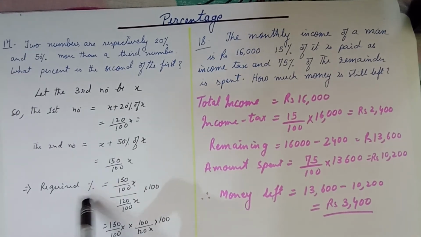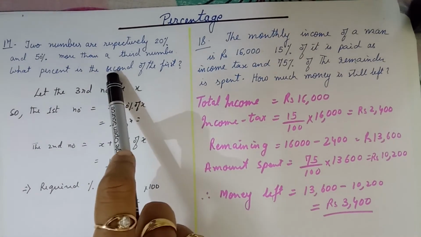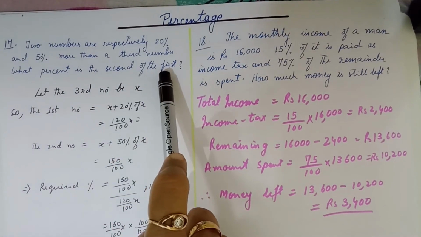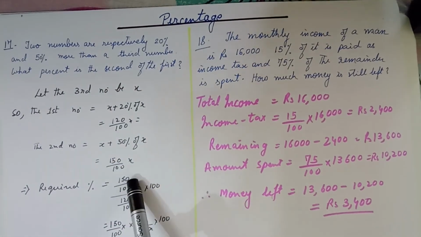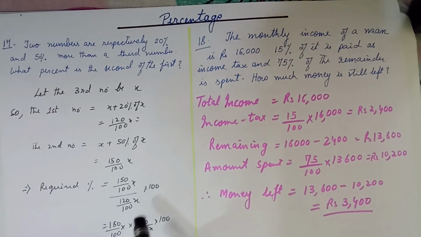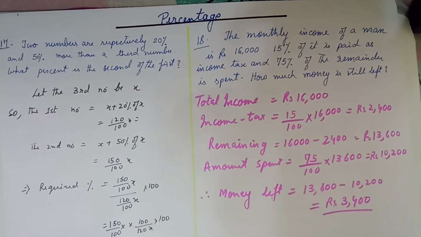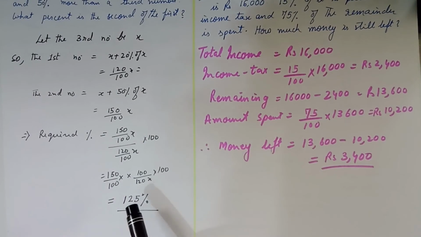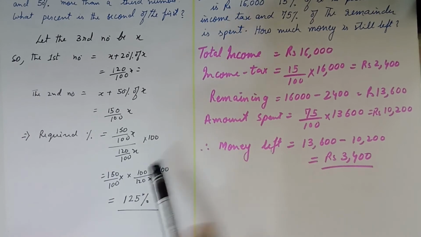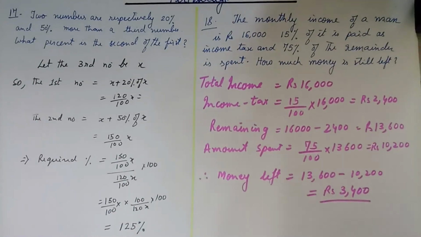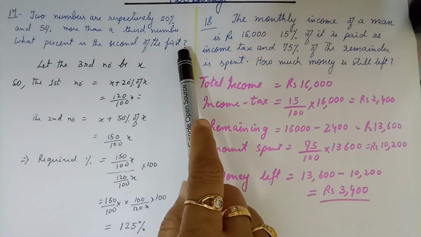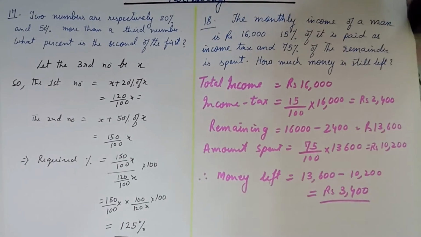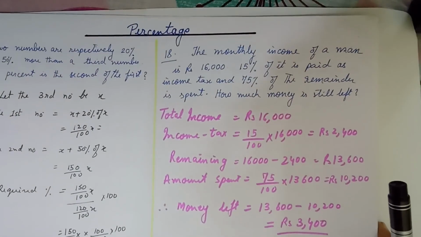But the percentage which is required is second by first into 100. So second by first into 100. Cross multiply and cancel. Get the answer. Simple, just you need to understand that the comparison is second by first and substitute the values. Question number 18.